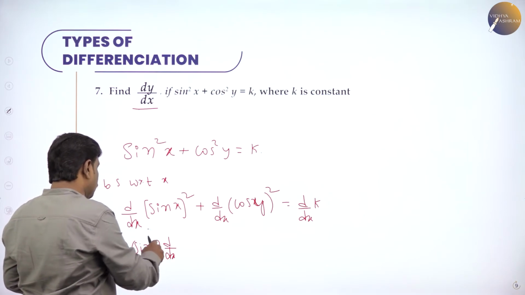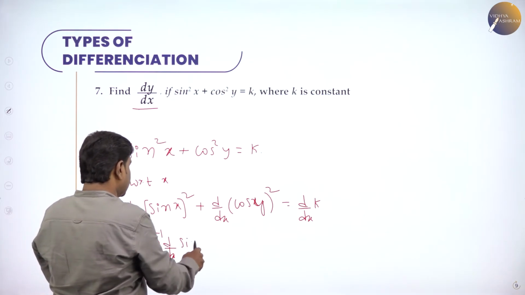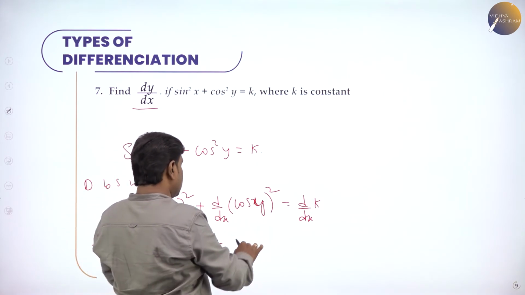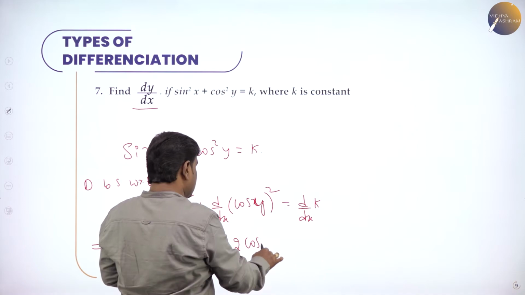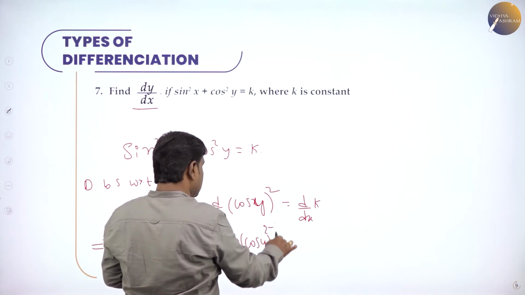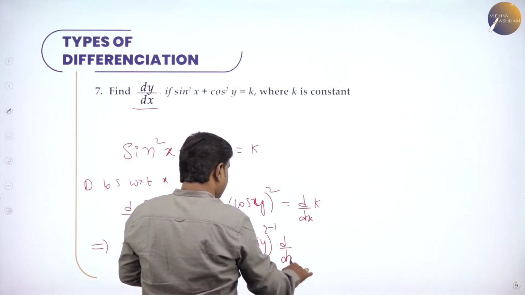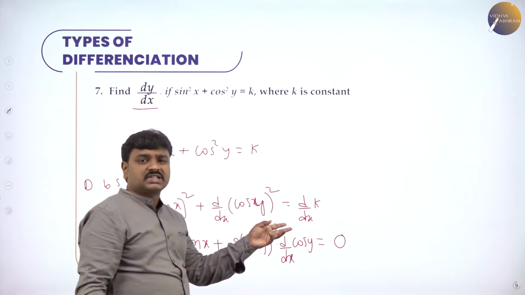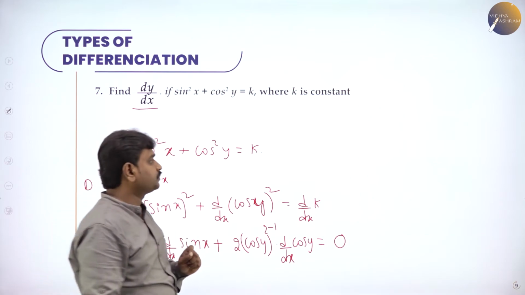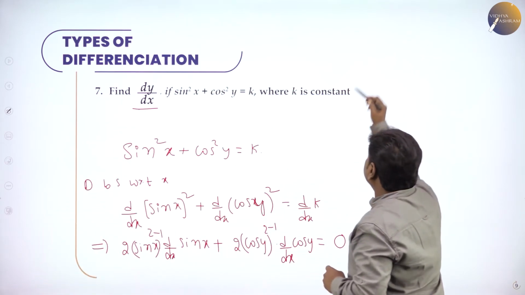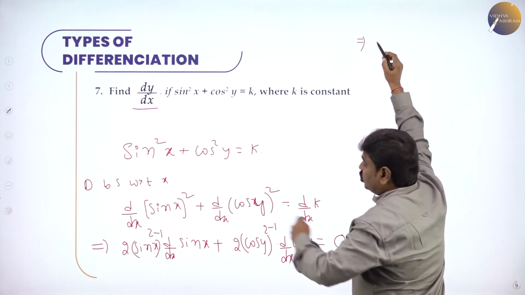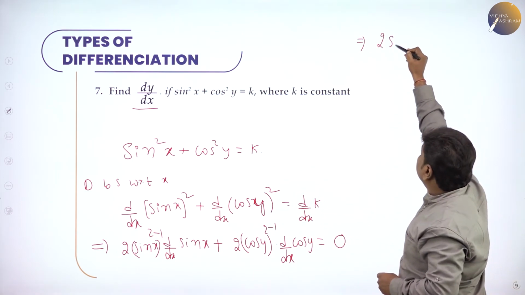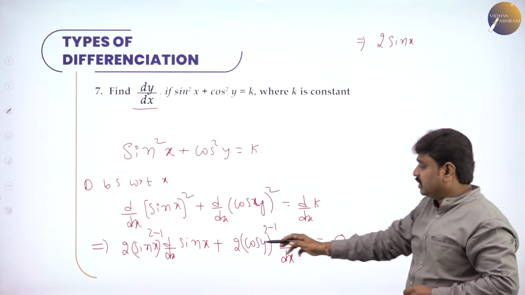2 sin x power 2 minus 1 into dy by dx of sin x plus, similarly what is derivative of cos power y? 2 times cos y whole power 2 minus 1 into d by dx of internal function, that is cos y, is equal to d by dx of k. You know k is constant, derivative of constant is what? 0.